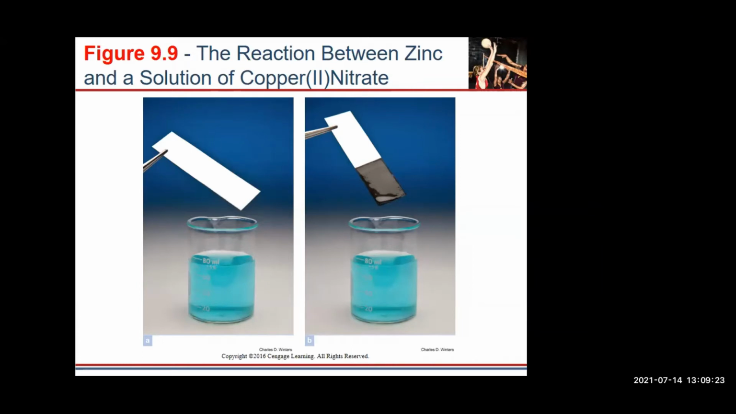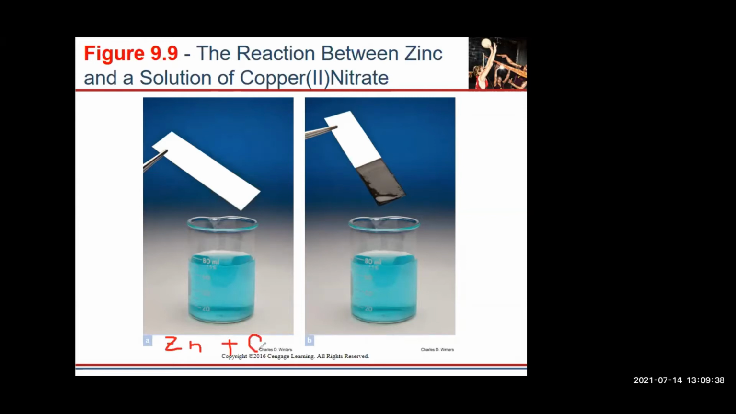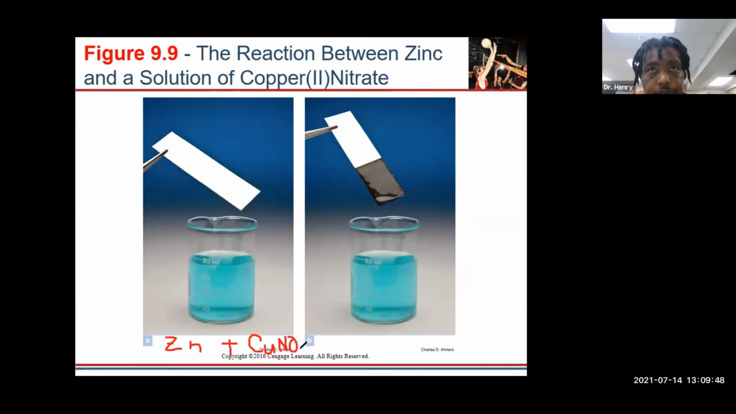Zn plus copper nitrate, which is Cu(NO3), and that's going to be in parentheses with the 2. Okay, NO3 in parentheses. And you said a 2 at the end of it?